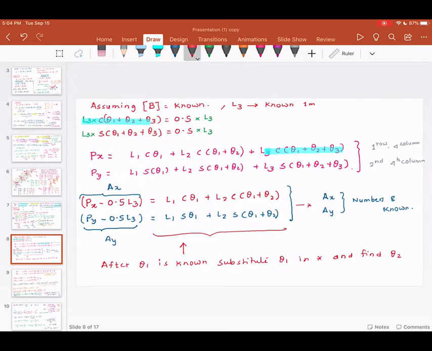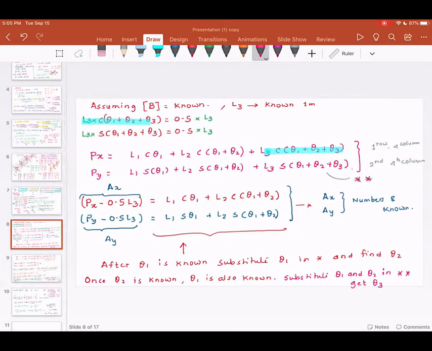Once this is done, the last thing is we have to find out theta 3. So once theta 2 is known, and please note, theta 1 is also known, substitute the expressions in double star. Substitute theta 1 and theta 2 in double star and get theta 3. So this is how you will have to solve this expression. Again, this may look a little bit complicated, but once you work out a few more problems, the procedure will be very clear.